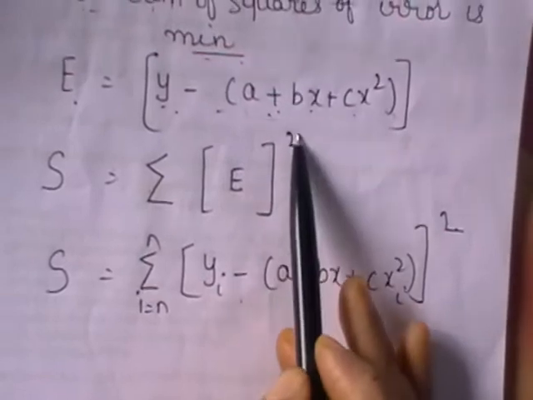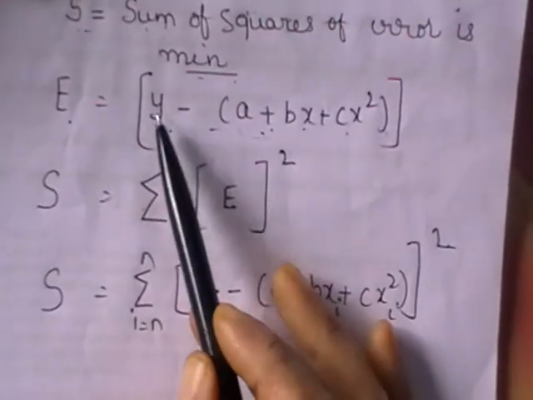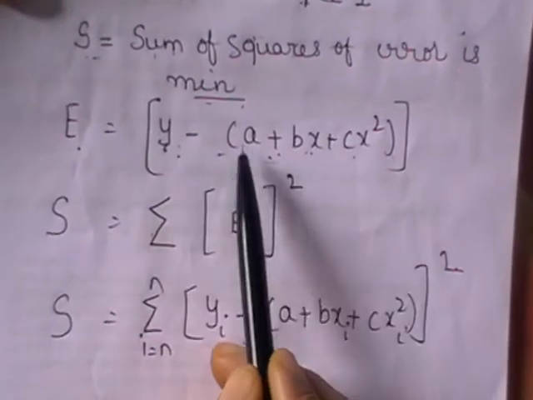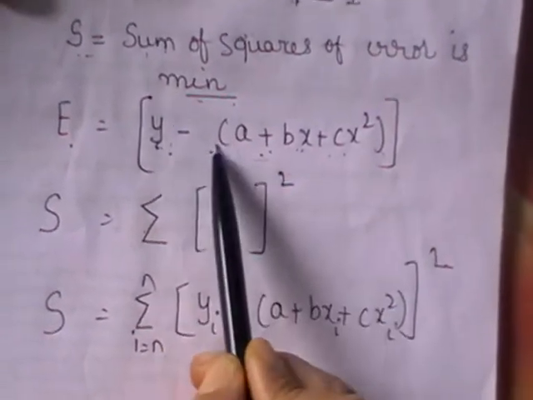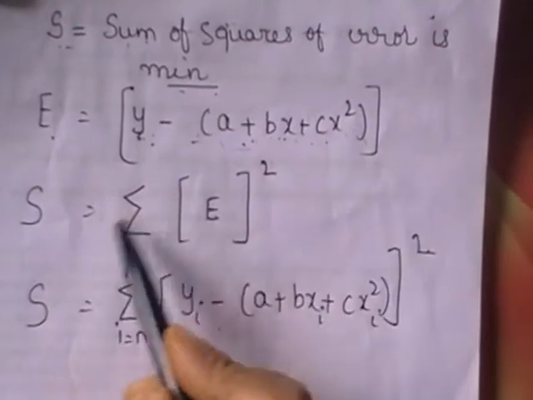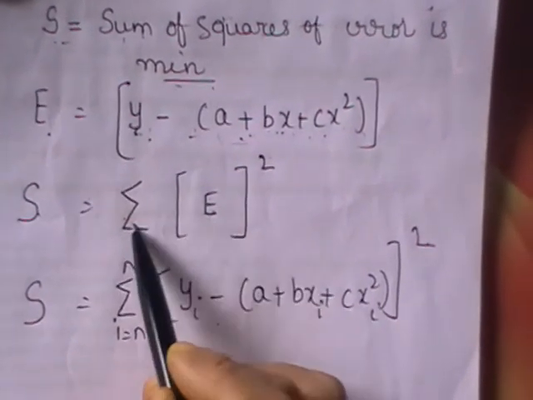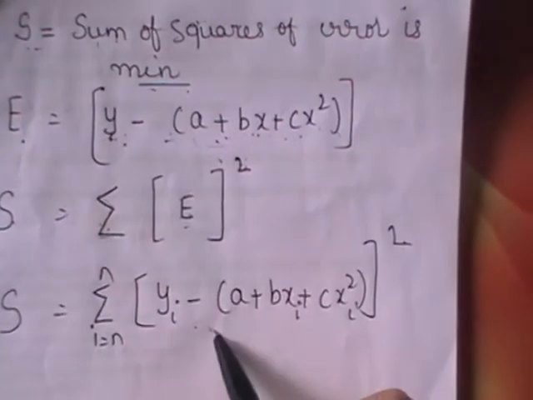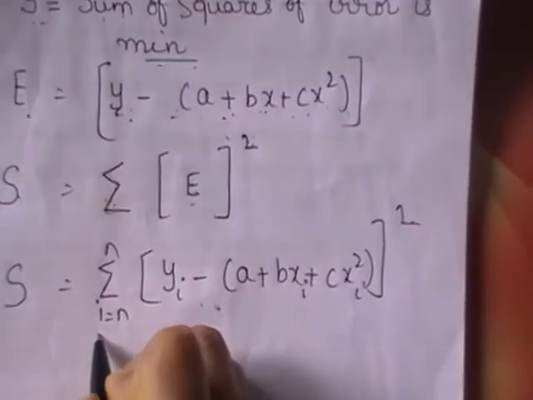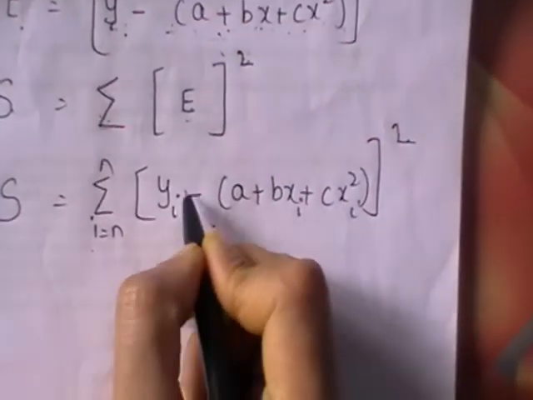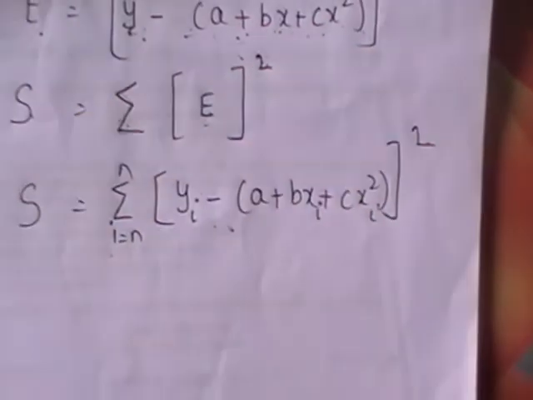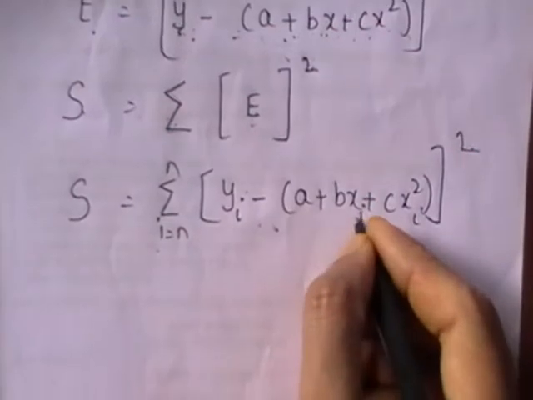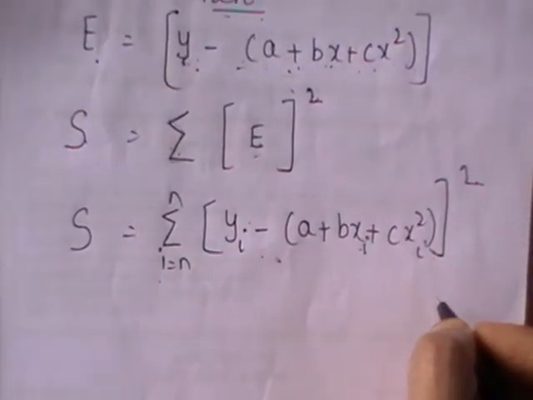Error sum of squares. So error is nothing but y minus the curve which we are fitting. In the previous one we wrote y minus a plus bx. Here y minus a plus bx plus cx square. S is equal to error sum of squares. Sum means sigma, error square. Here I have substituted the error. As you have n number of observations, you will attach a suffix i to each of the variables. Clearly here the variables are x comma y, not a b c. So we are attaching i to each of these variables x comma y.